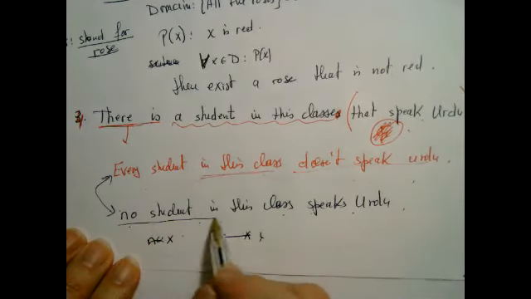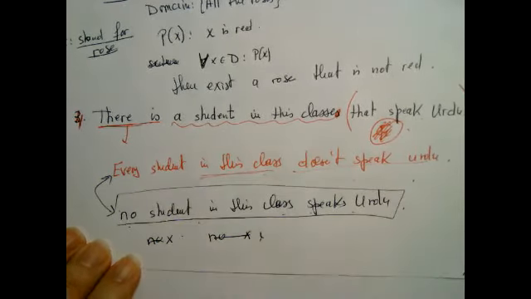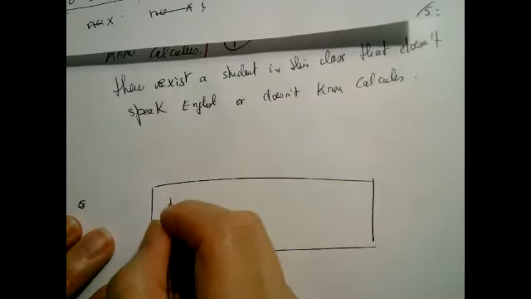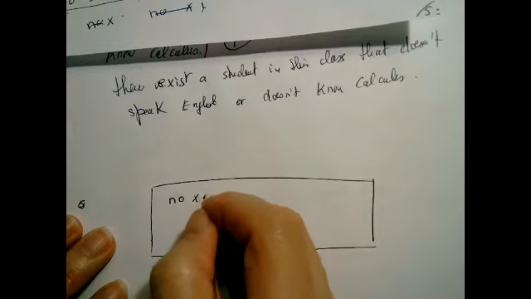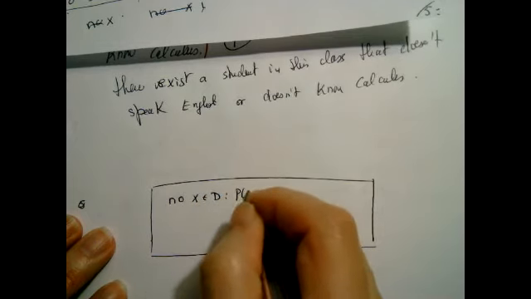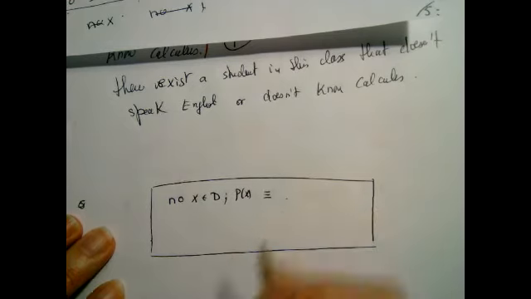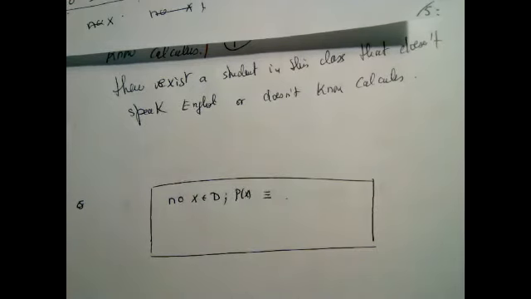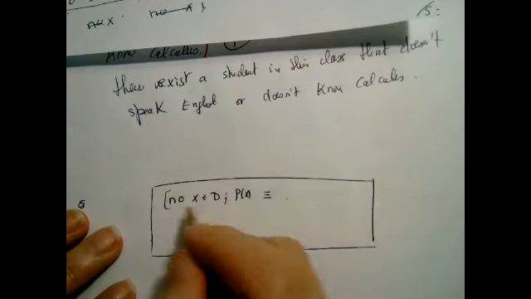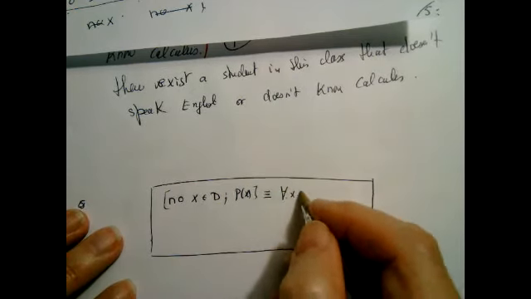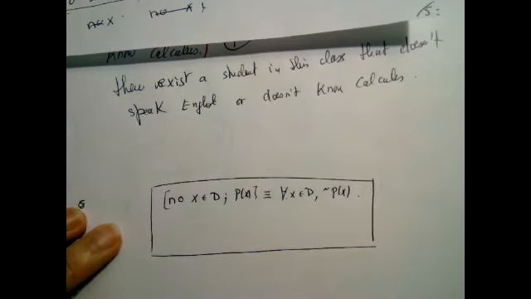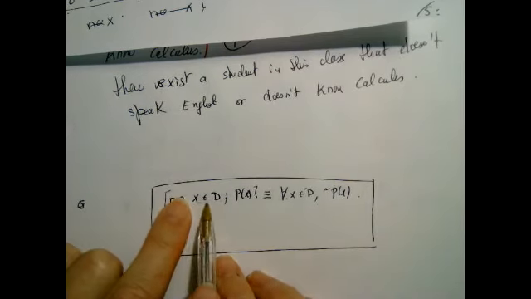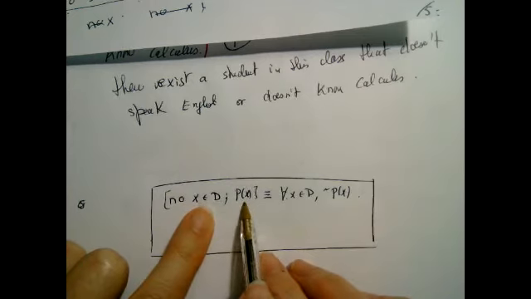So let's write this down here. Sometimes we have the following sentence: no x in D such that P of x. What does this mean in general? This means that given any x in the domain, not P of x. No x such that P of x means no matter what x is in D, not P of x.